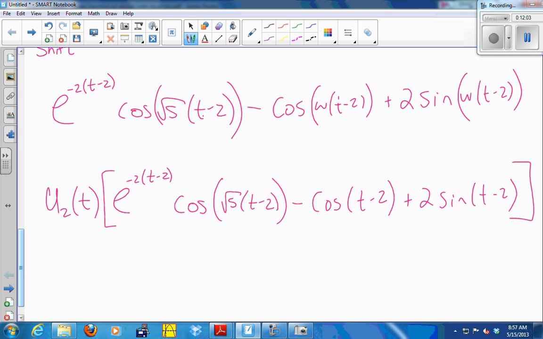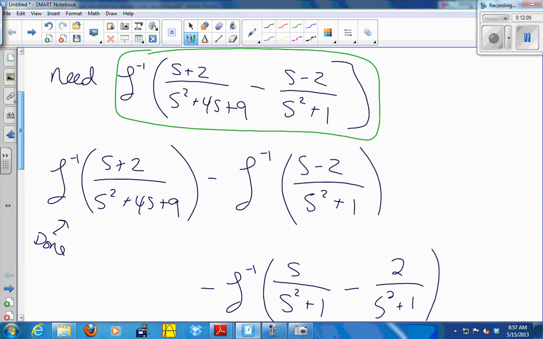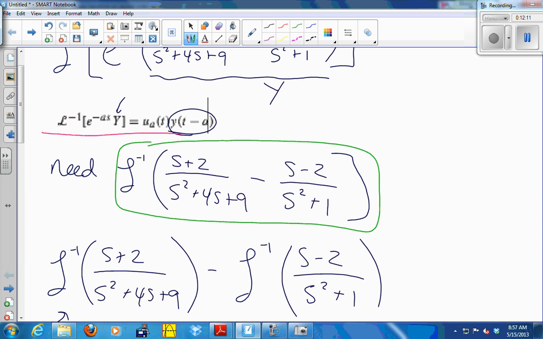That's it. So it had several steps, but it was all based off of this rule. We wanted to take the inverse Laplace of e to the negative as times capital Y of s. So we had to take the inverse Laplace transform of that thing, shift it by a, and multiply by a Heaviside function.